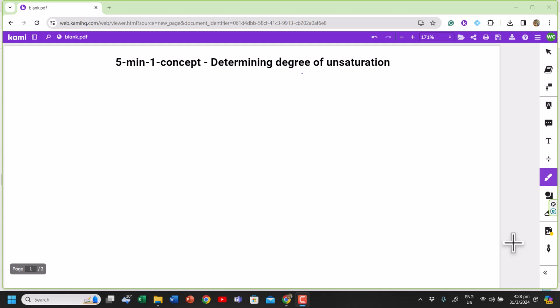I will give you an example. If we have a straight chain alkane C6H14, this is the maximum number of hydrogens that 6 carbons can have. So the simplest formula for this alkane will be CnH2n+2. Why is it that there is a plus 2 right at the end?